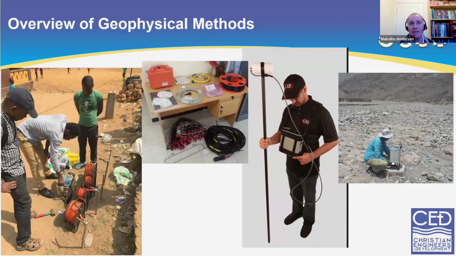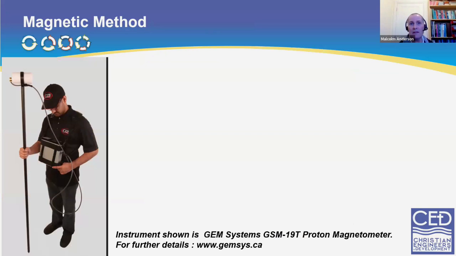And then the methods themselves. So this next section is just to go through those various geophysical methods. The first one to consider is the magnetic method, because it's a very simple method.